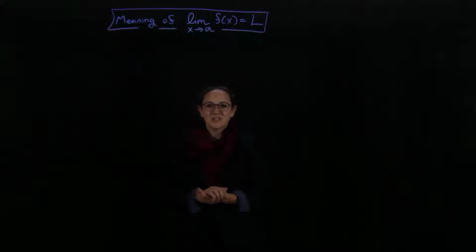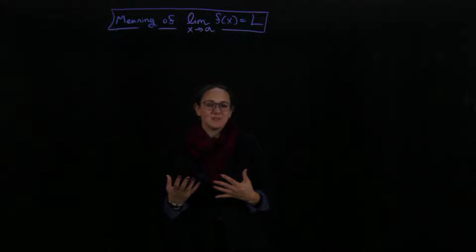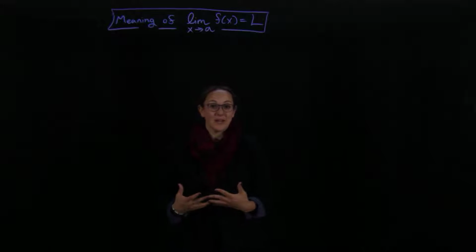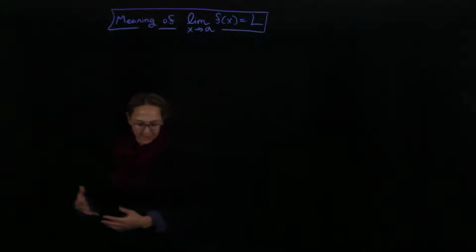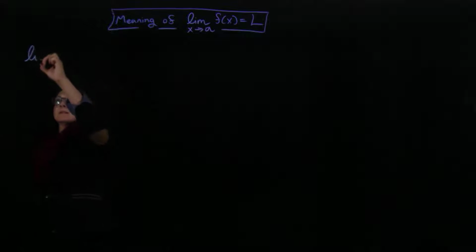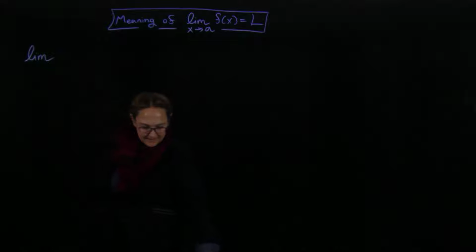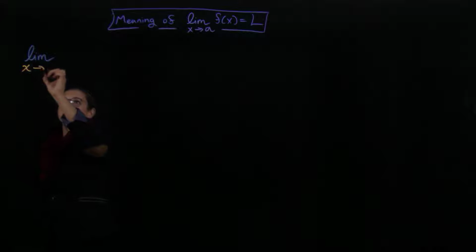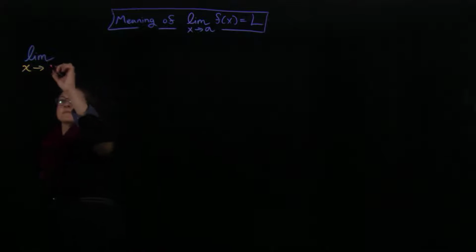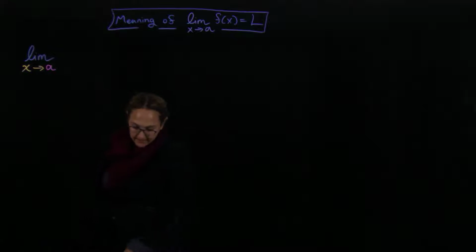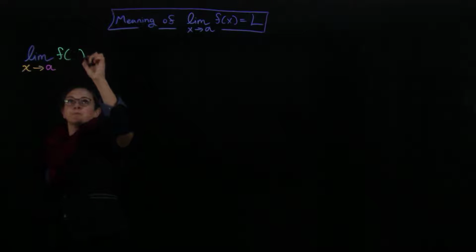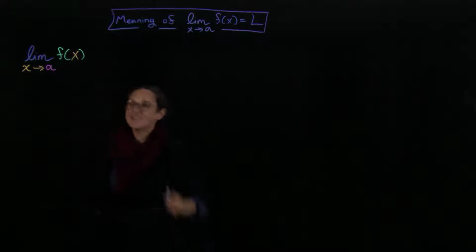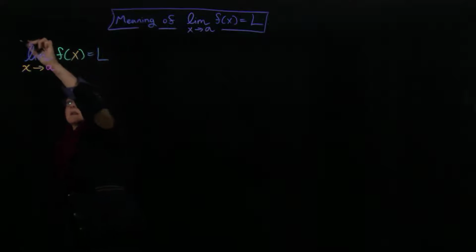Welcome. In this lecture, I want to illuminate a little bit the meaning of the limit as x approaches a of f of x equals L, because this is something that shows up when we're talking about derivatives. So if I have the limit as x approaches a of this function f, where my input is x, and I write that this equals L, what do I mean by this?